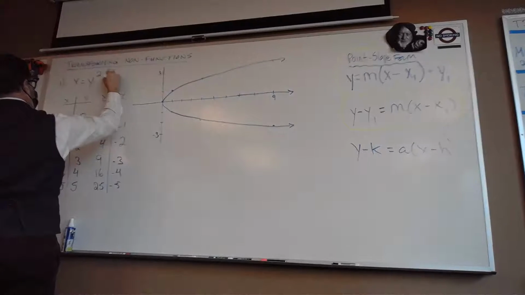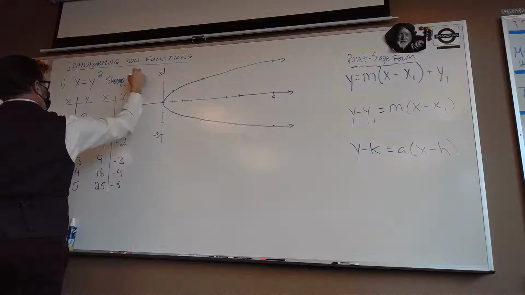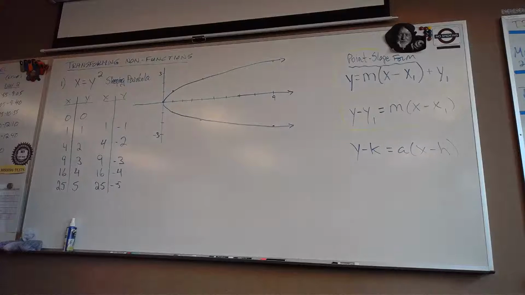This is called a sleeping parabola. And think about it. We switch the numbers. Y equals x squared would be 1 squared is 1, 2 squared is 4, 3 squared is 9, and we'd have a parabola. And instead, we got x equals y squared, and we've got a sleeping parabola.